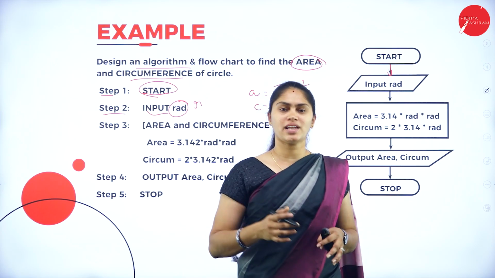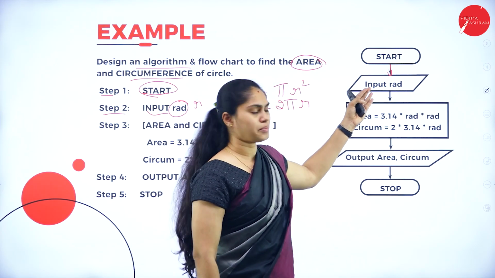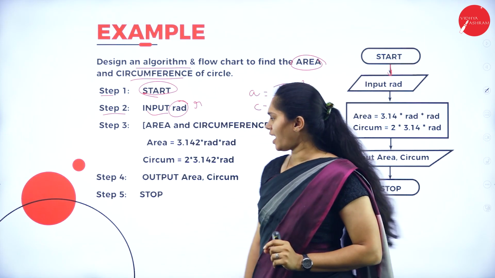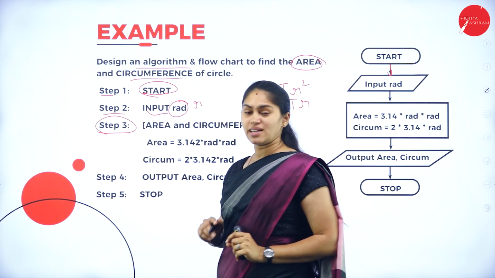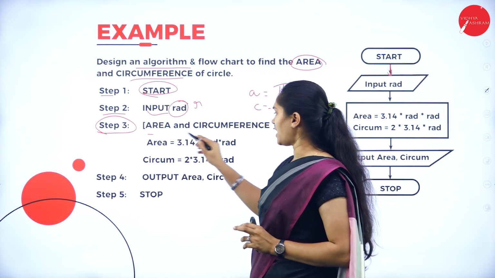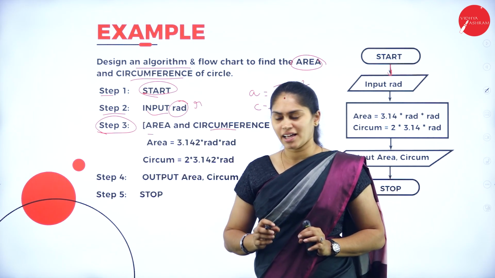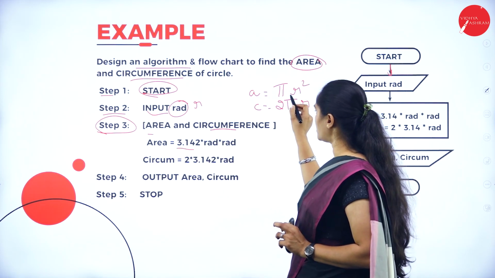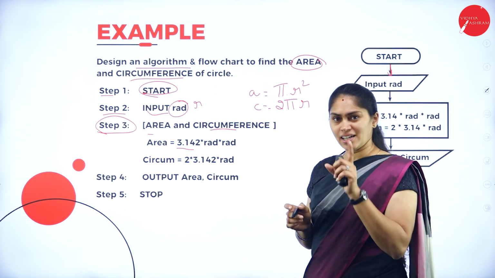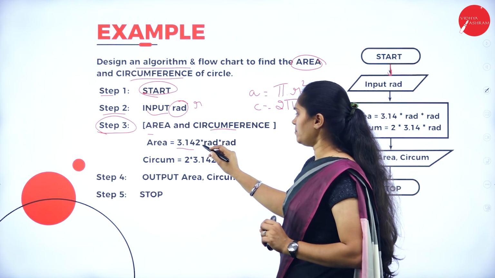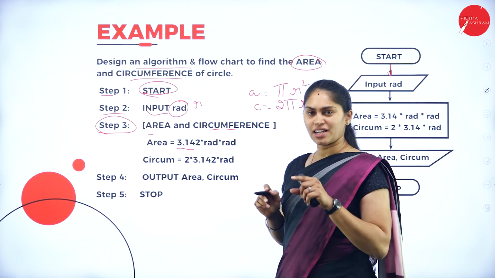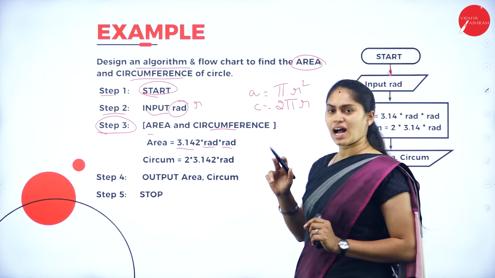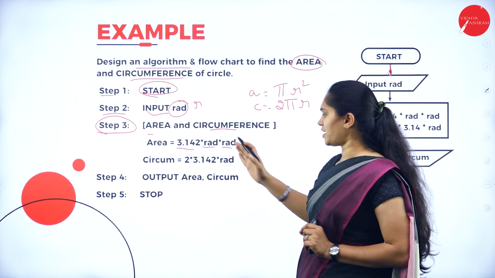So how are we going to take an input? That is by making use of the parallelogram. In that we write input rad. Next is important, step 3, related to calculation: area and circumference. How are we going to write the area? Pi r square. Pi value is 3.142 into, where into represents the product, we use the asterisk symbol, 3.142 into rad, that is pi r square. R square means r into r, that is rad into rad.